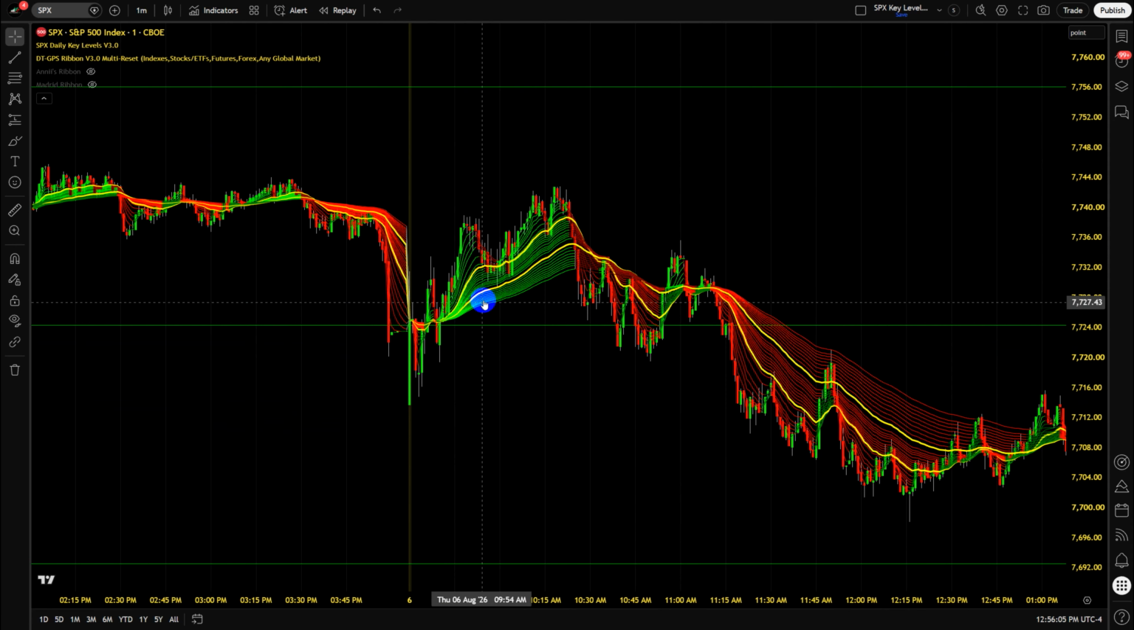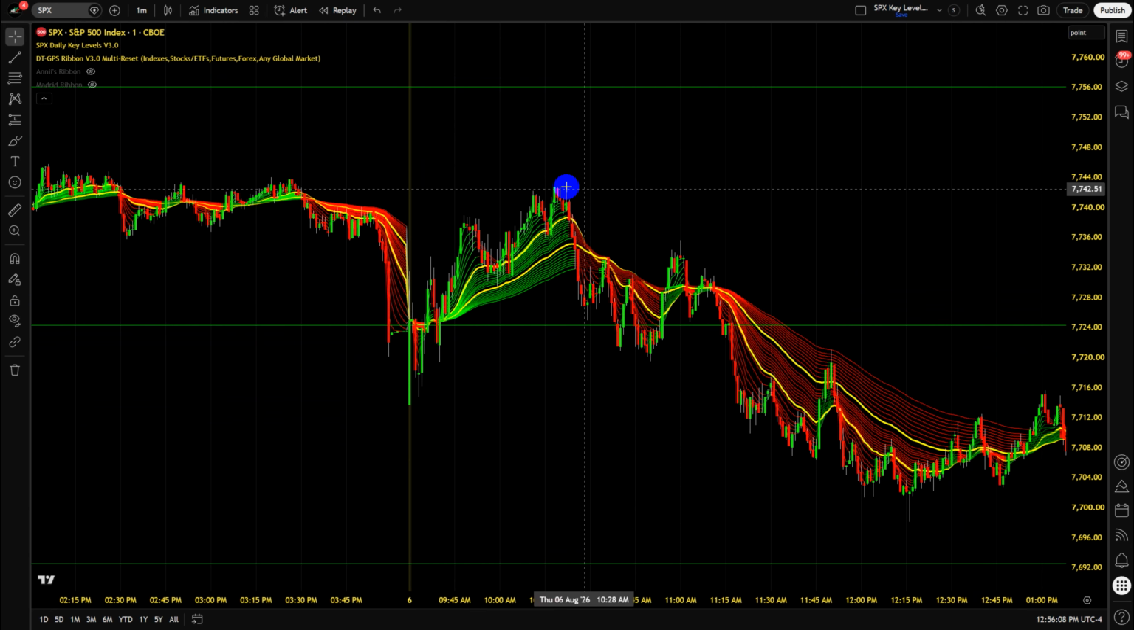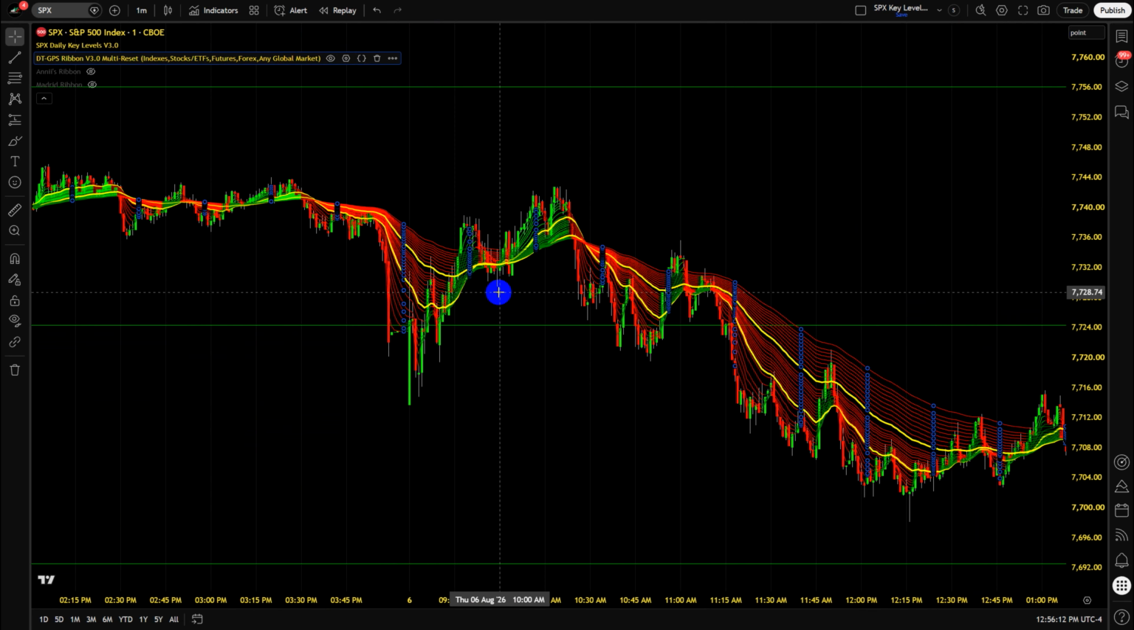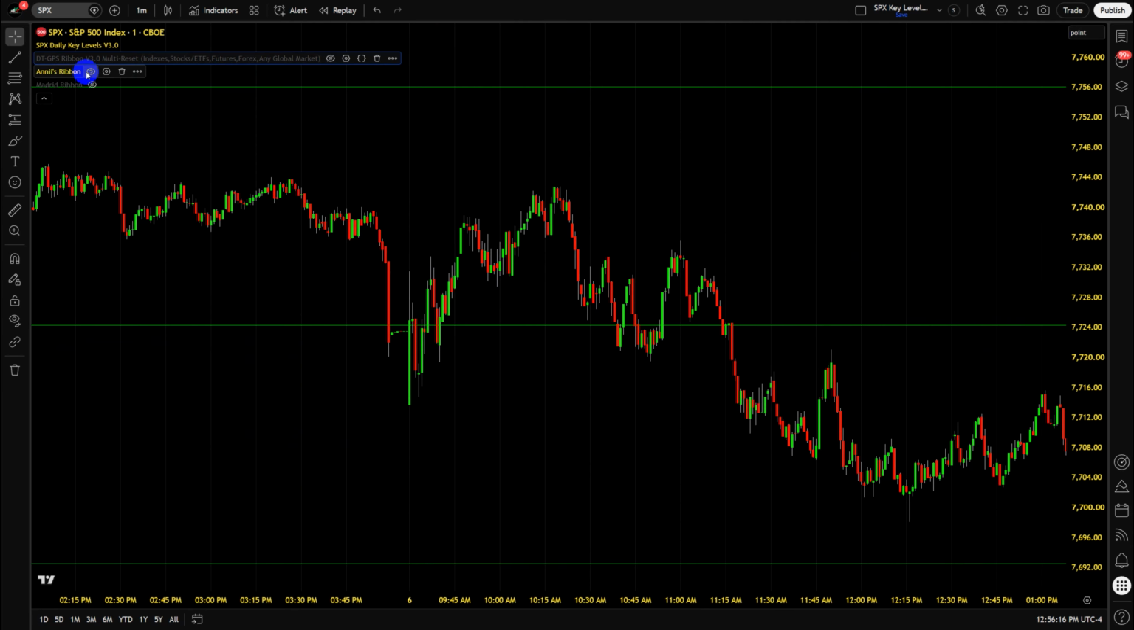Here we have a gap down day, and then we had reversal back up. Again, if you have no filter on, then this is what you're seeing instead. Same thing with these free ones.